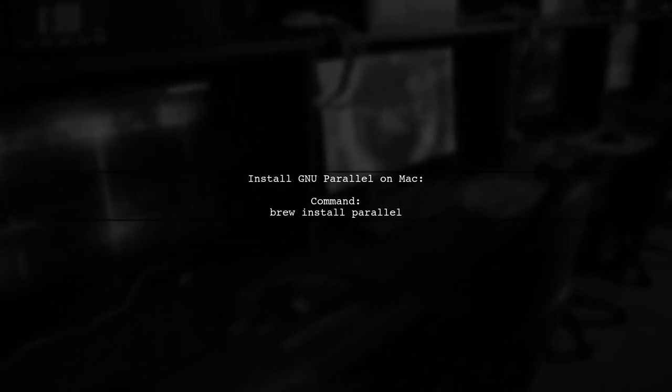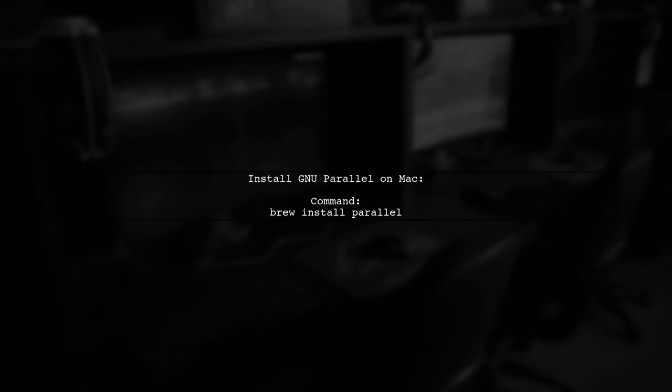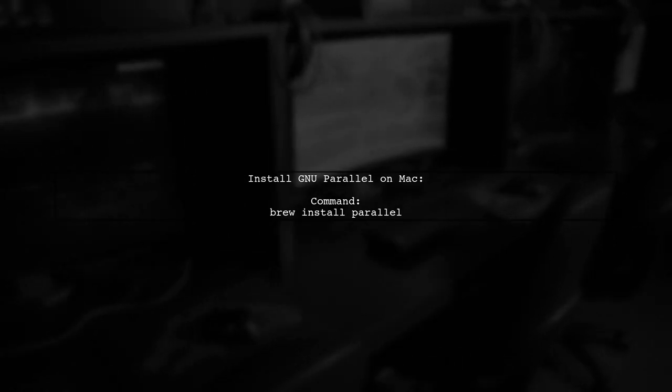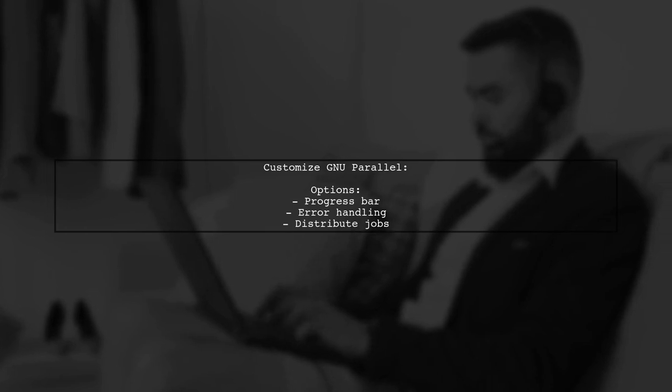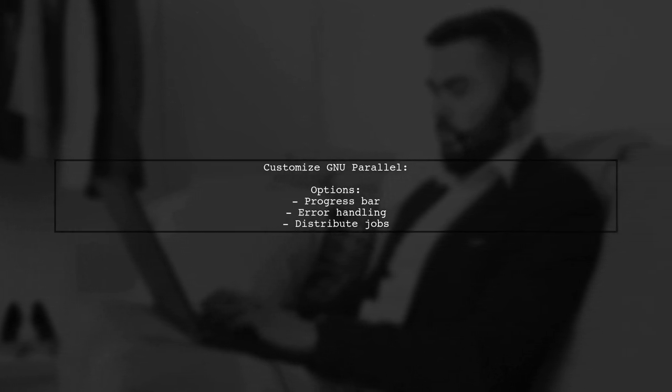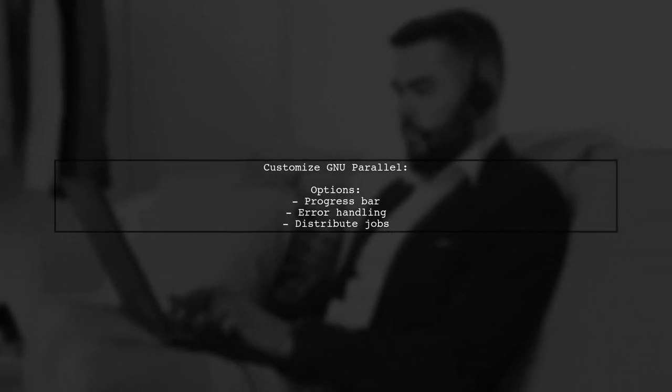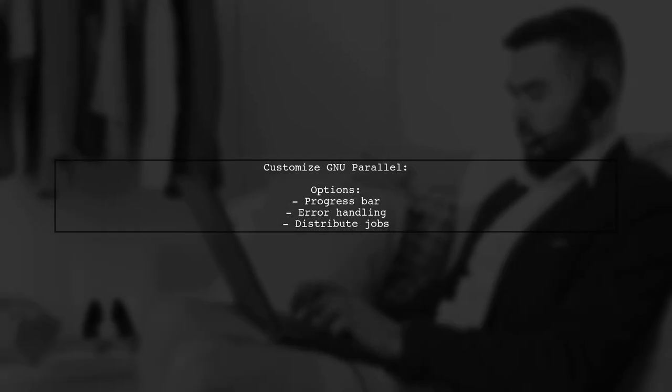If you're on a Mac, you can easily install GNU Parallel using Homebrew with a simple command. You can also customize GNU Parallel with options for progress bars, error handling, and even distribute jobs across multiple machines.